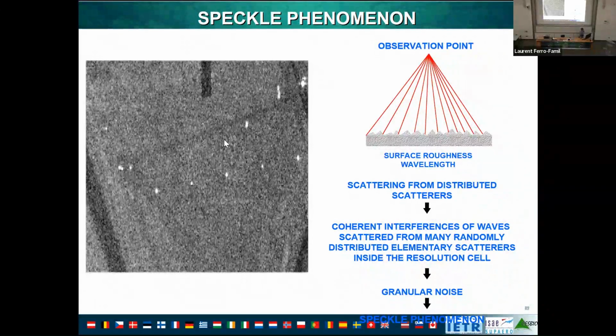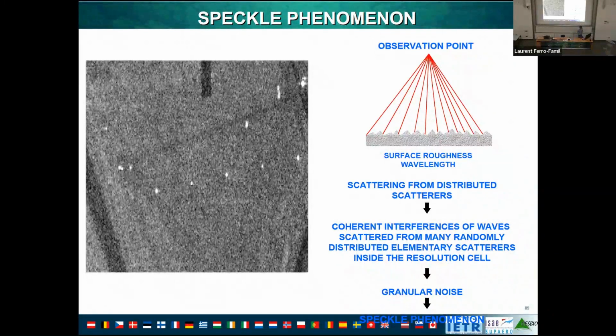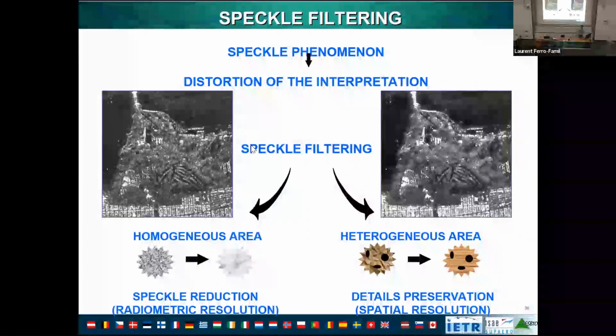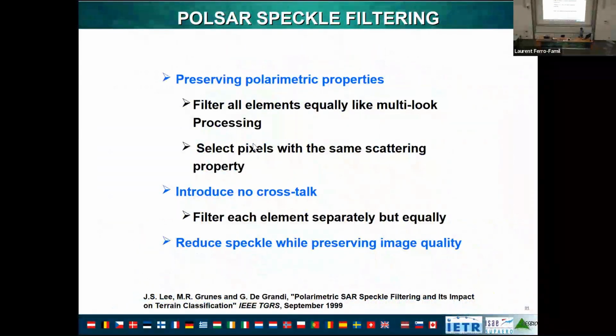And the difference, as I said yesterday, between this pixel and this very dark one close to it, is just that we had a different realization of these contributions. It gives you a granular aspect, and it's very annoying when you want to analyze SAR images. So the objective of speckle filtering is to sample several realizations in a spatial neighborhood of each pixel and to average them in order to reduce the variance of the estimate.